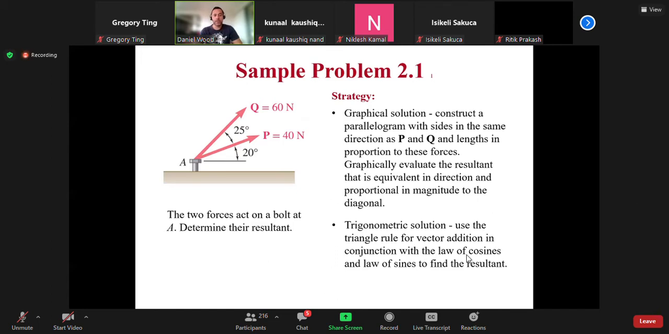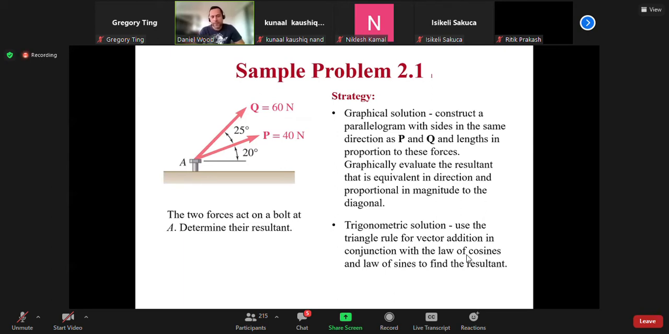So the trigonometric solution, we can use the triangle rule for vector addition in conjunction with the law of cosines and law of sines to find the resultant. So there's a number of ways we can skin this cat. The other way that we can do, and we haven't done this yet, is we could also even resolve Q and P into horizontal and vertical components, add the corresponding horizontal components and vertical components, and then use Pythagoras theorem to extract the resultant.